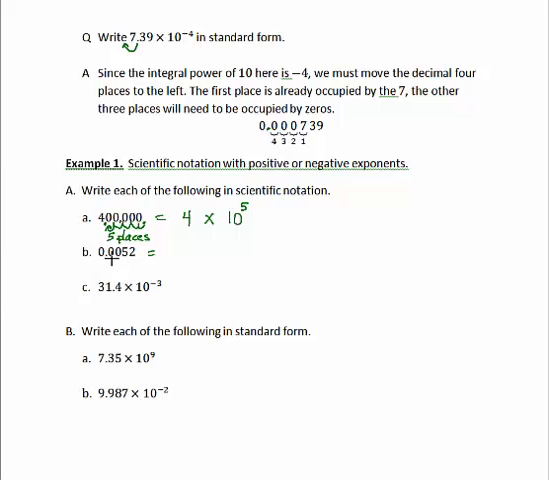For 0.0052, the first non-zero digit's the 5, and so we want the decimal point to go behind the 5. And in scientific notation, we would write 5.2 times 10. And the decimal point was originally here, and we had to move it 1, 2, 3 places to the right. And so the 10 is definitely going to have a power of 3. But what should the sign be?